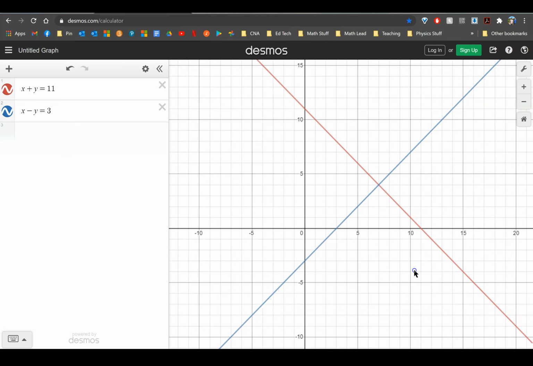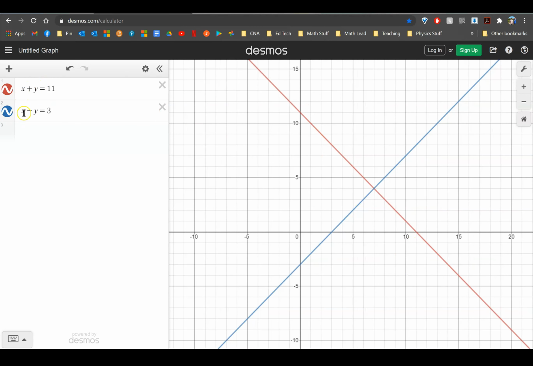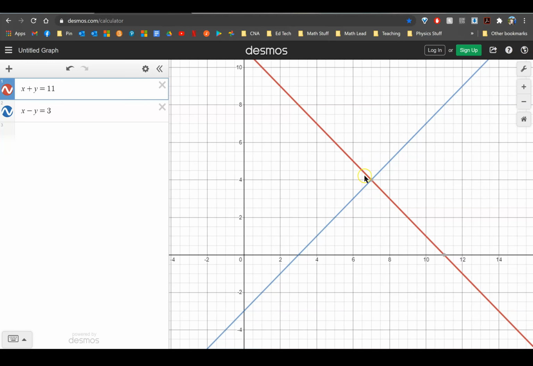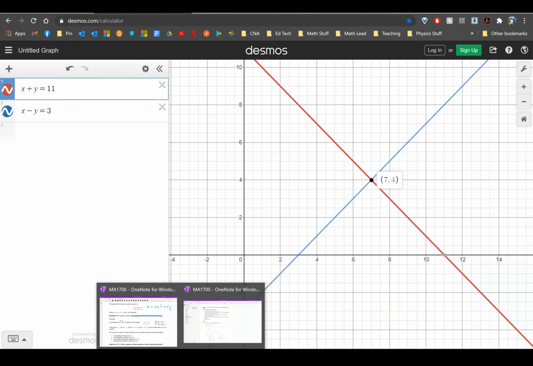Now that we have both lines graphed, the red line and the blue line, or the first line and the second line, where they cross is the solution. That's where those points are equal. And if I click on this, it'll tell me that they cross when x is 7 and y is 4. That's exactly the solution that I found in my notes. x equals 7 and y equals 4. That's the solution to this system. So in short, the solution to a system is where the lines cross.